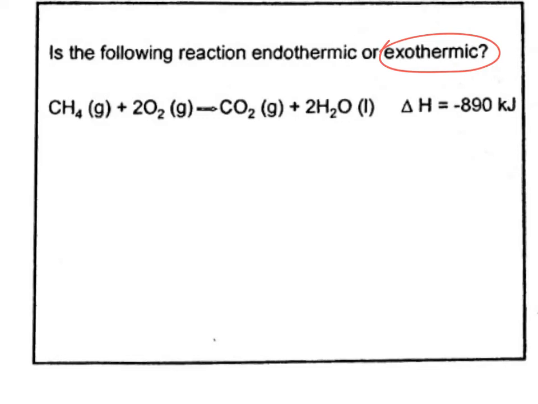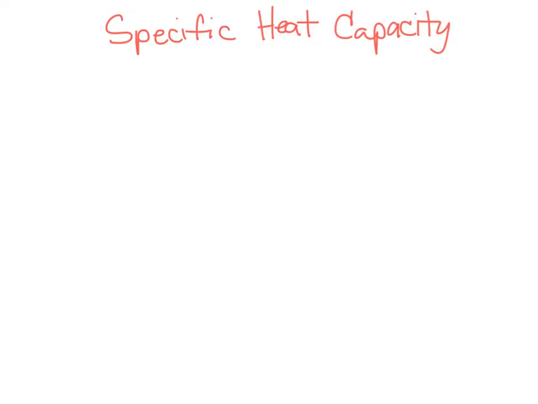Okay, exothermic. The heat is being released. Remember, that's what the negative sign means. Heat is being released into the surroundings. I would like to do a sample problem with you on specific heat capacity. So if you can get out the Chapter 11 worksheet, the one that is titled Specific Heat Capacity Practice, we're going to do number 1 together.